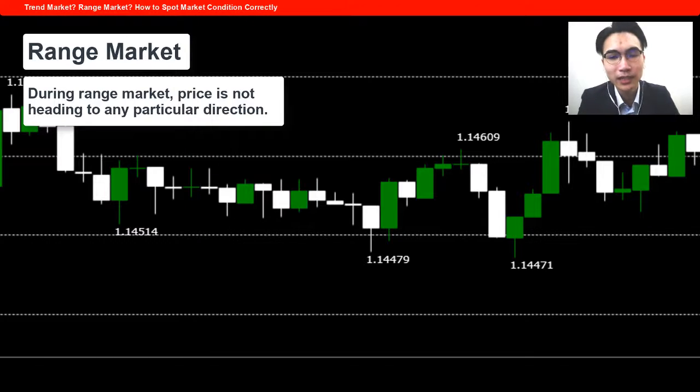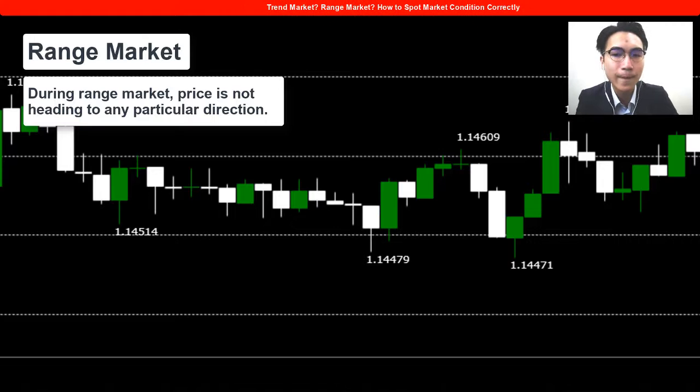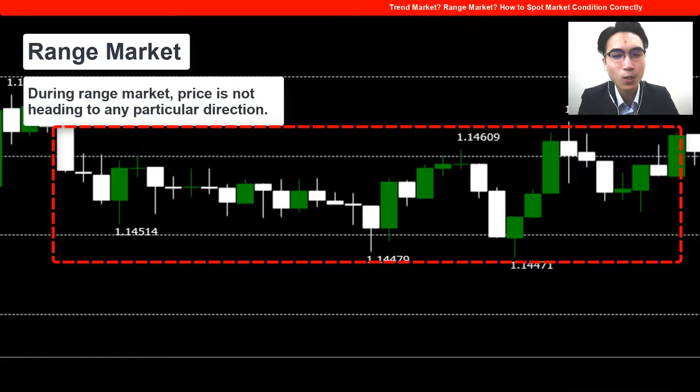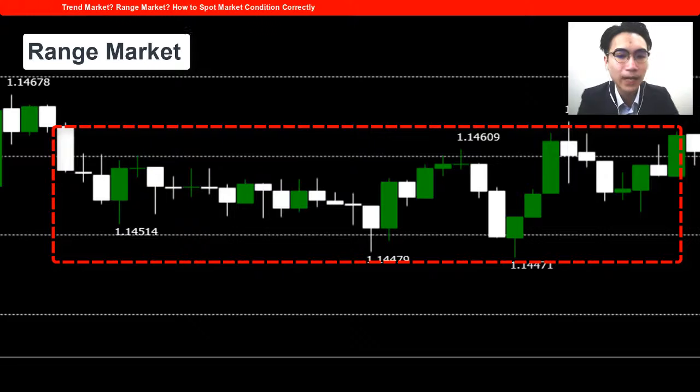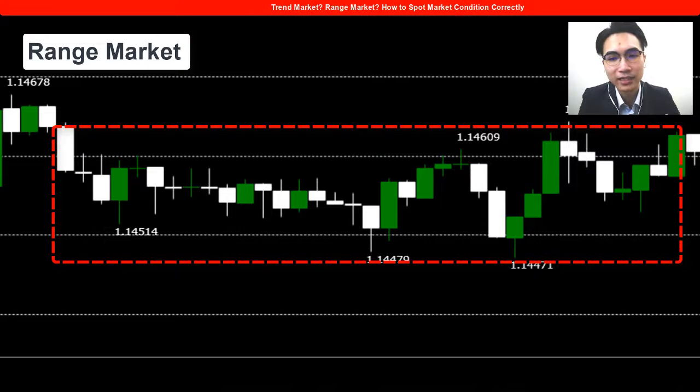Just like this one here, price moves up and down quite regularly during a range market. A range market is also called a box market, in which the price is moving within a particular range, just like it's inside a box and not coming out from the box. So during a range market, we will go for high when the price is going down, and then we will go for low when the price is at the higher price.